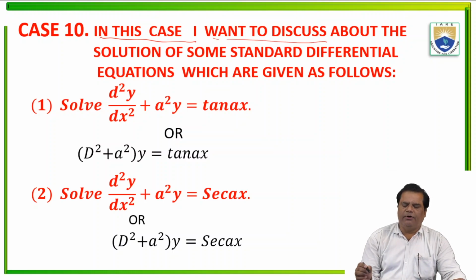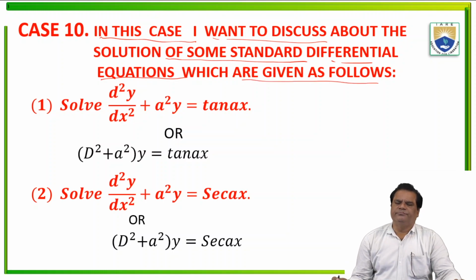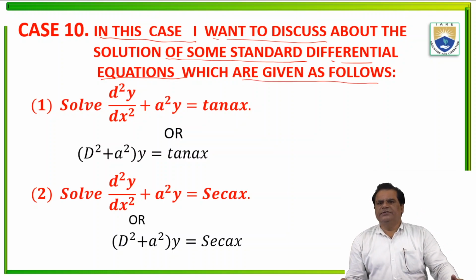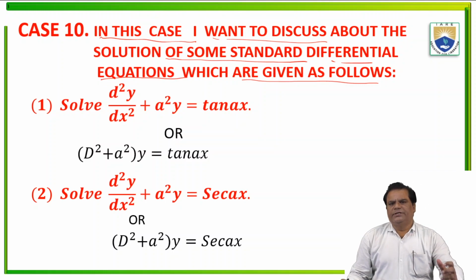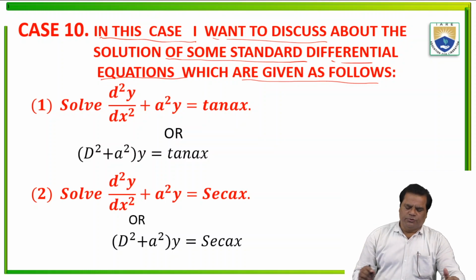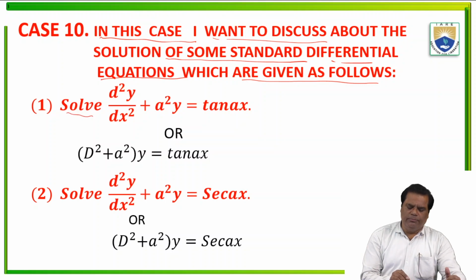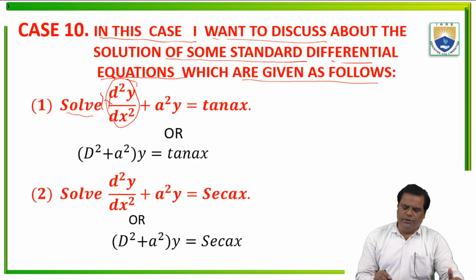I want to discuss the solution of some standard differential equations which are given as follows. Here I am writing some differential equations. These differential equations are known as standard form. There are 6 equations, and all equations have the same procedure for finding the solution. So the first equation is d2y over dx2, this is the second derivative, plus a square y equal to tan ax.